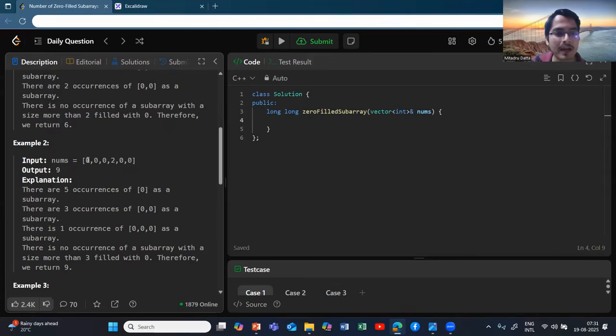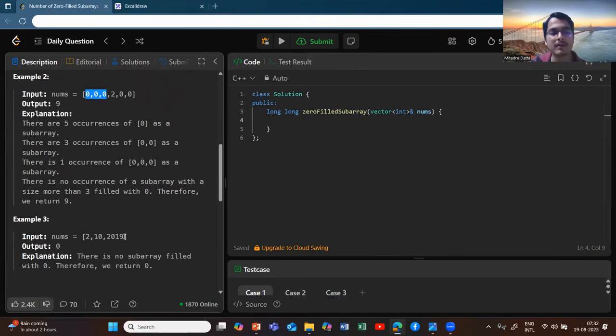And you see there are 5 occurrences of a subarray of length 1 since there are 5 zeros. There are 3 occurrences of the length two subarray, as you can see. This is one. Just a second. So the occurrences of length two will be this, this, and this, the last two zeros. I hope you understand why there are three occurrences of 0, 0, and one occurrence of this triple zero. So the total number of subarrays in this case is 5 plus 3 plus 1. And in the last example there are no subarrays, so the answer will be 0.